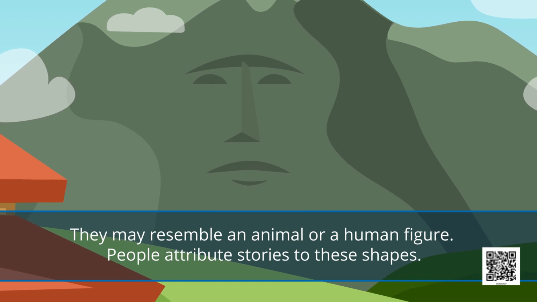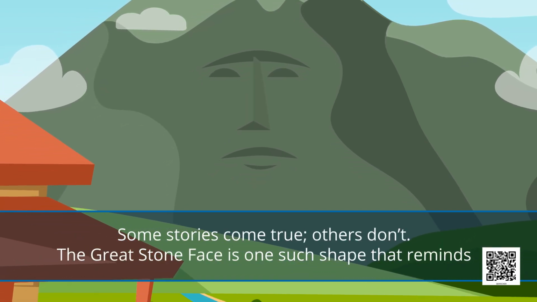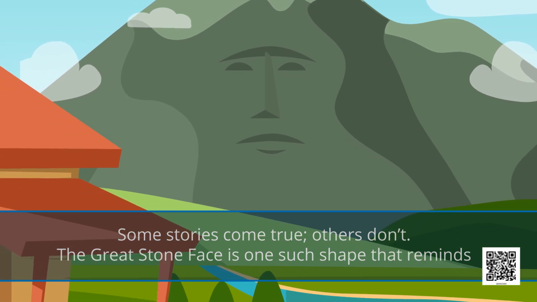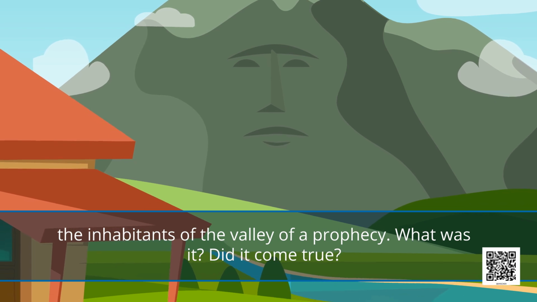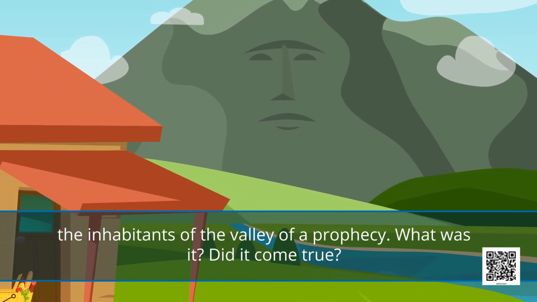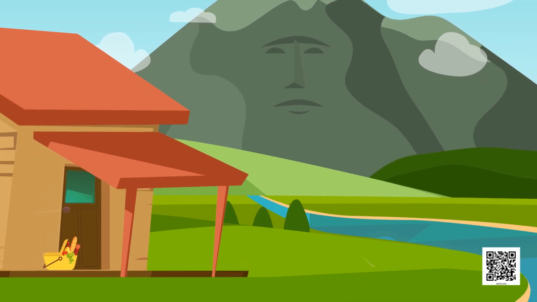People attribute stories to these shapes. Some stories come true, others don't. The Great Stone Face is one such shape that reminds the inhabitants of the valley of a prophecy. What was it? Did it come true? So, in order to know these answers, let's read the chapter.